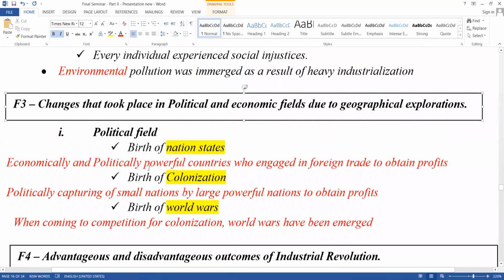So here you can say birth of nation states, economically and politically powerful countries will emerge. Colonization means politically capturing small countries by bigger countries. World wars were started because of the competition for raw materials and finished products.